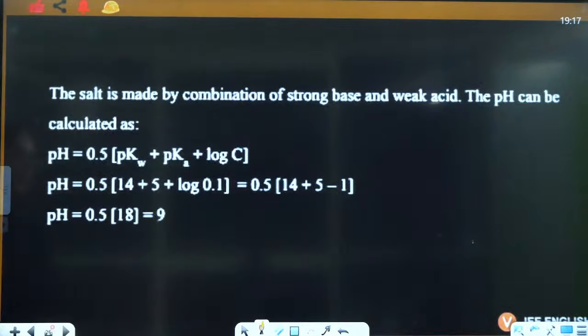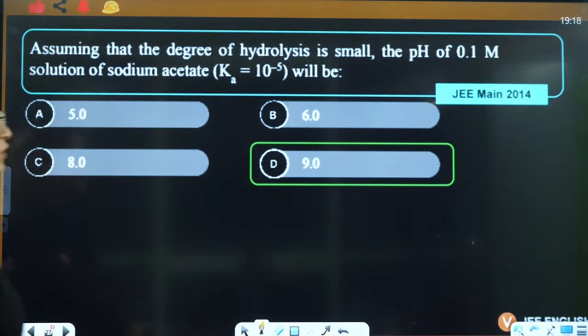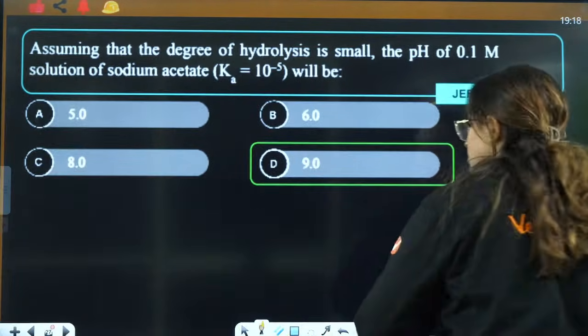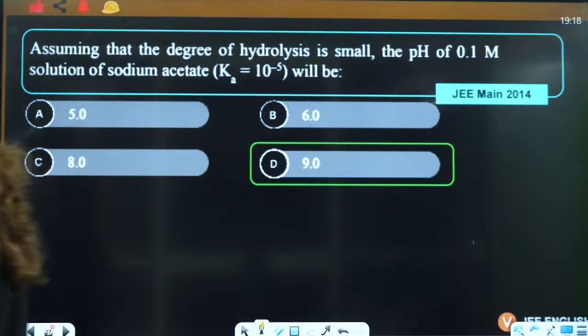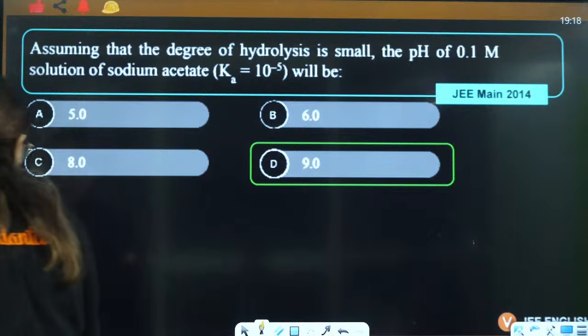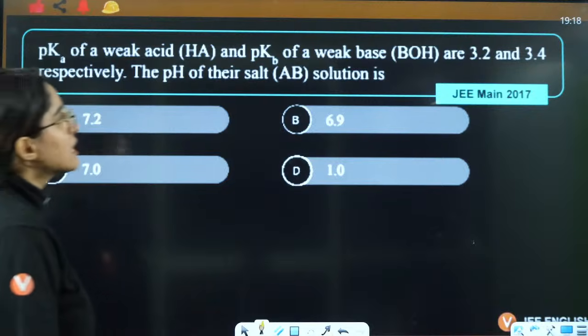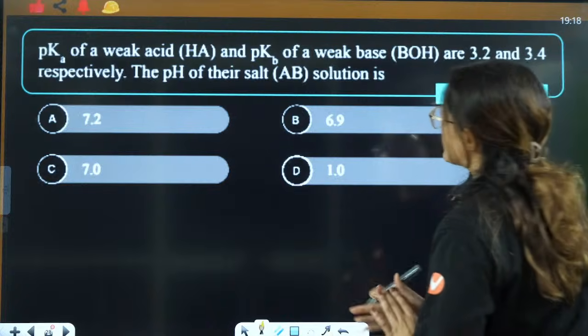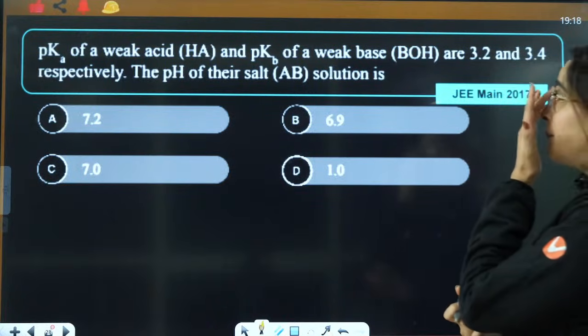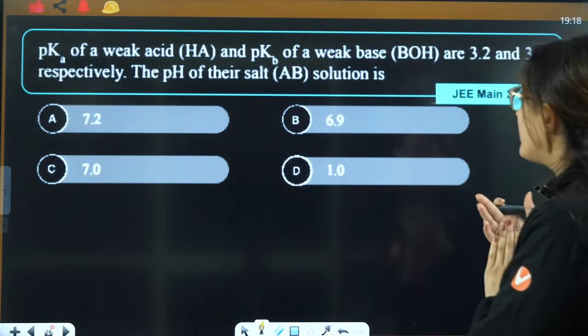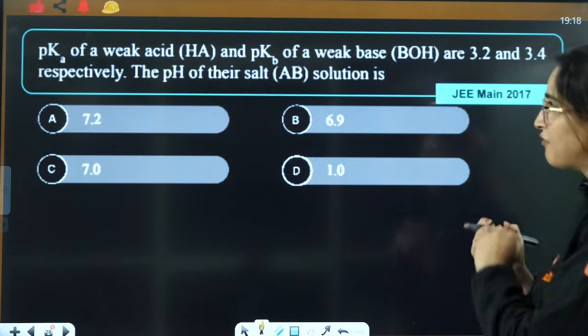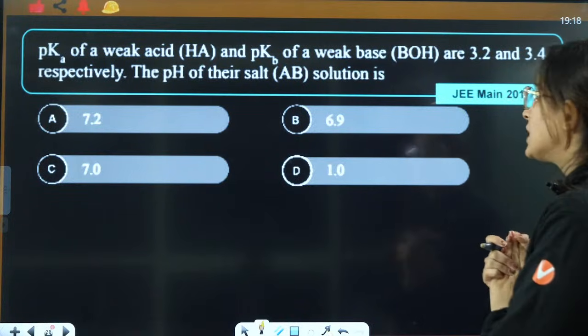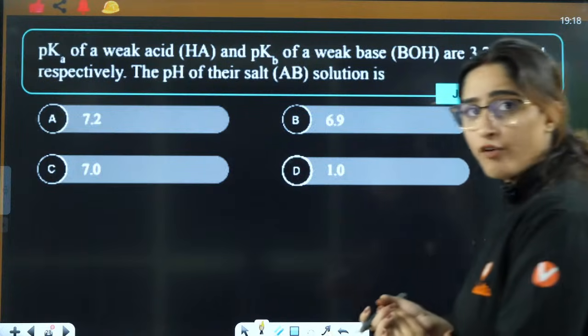Okay. Tell me. What we are doing is we are just applying the formula here. Nothing else. Right? Tell me. What we are doing, students, we are just applying the formulas, isn't it? JEE 2017 question that says, let's see, pKa of weak acid and pKb of weak base. Now we have weak acid and weak base both. Now here third category of formula will be applied.